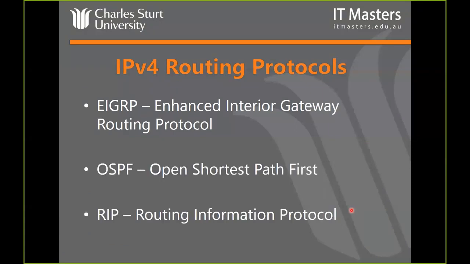So from an IPv4 perspective, there are three internal routing protocols that you really need to know about. There's EIGRP, Enhanced Interior Gateway Routing Protocol, which is a Cisco proprietary protocol, still reasonably widely used. OSPF, or Open Shortest Path First, is probably the most common one that you'll see. Certainly if you work in a provider space, you'll see a lot of OSPF. And RIP, Routing Information Protocol.